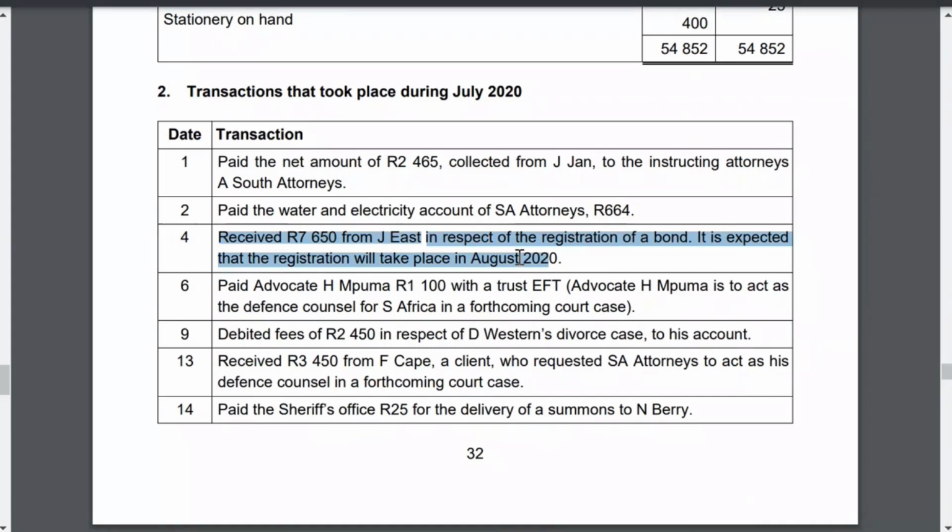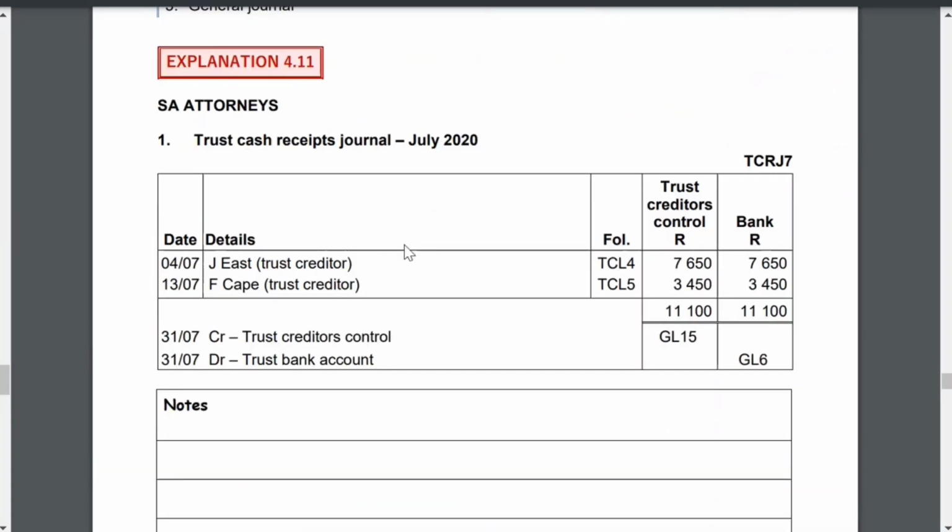Why is it recorded in the trust cash receipts journal? The 7,650 is recorded in the trust cash receipts journal because the attorney, which is SA attorneys, has not performed the work as yet. So the work will only take place in August 2020. So the registration of the bond will only take place in August. So meanwhile, work has not been performed. The monies will be recorded in the trust cash receipts journal.